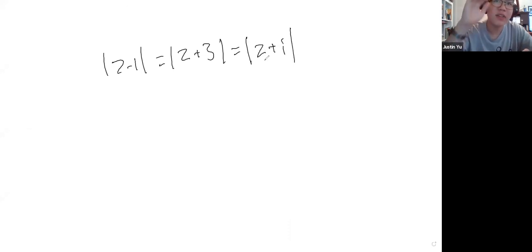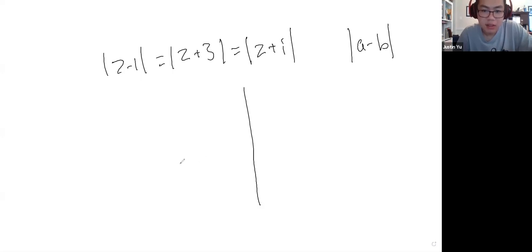Let's think, how does this work geometrically? What do magnitudes mean? Magnitudes mean distance. And it turns out that when we have something like a minus b, it's the distance between a and b. So let's see what that looks like. We have z minus 1. I don't know where z is, but we're looking for the distance between the point z and the point 1.